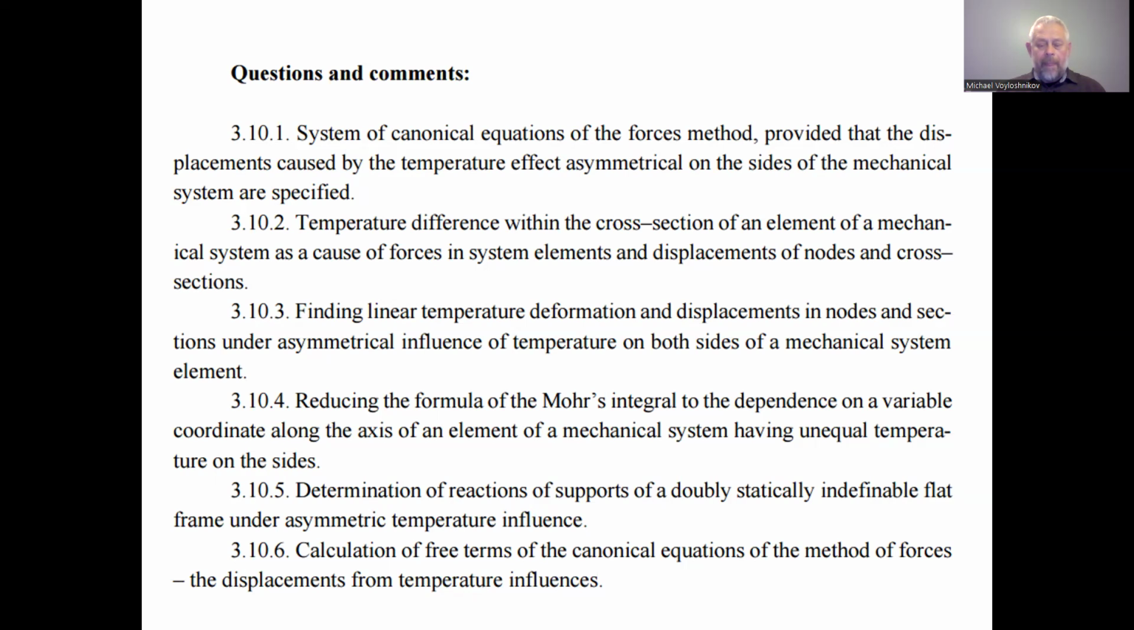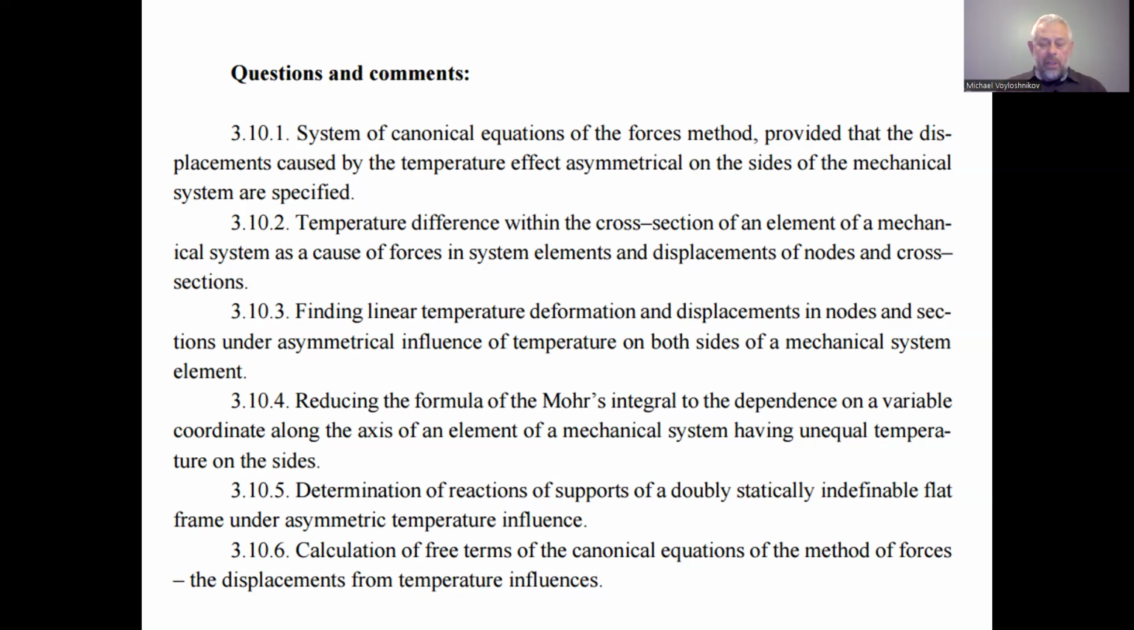And the second summand is the product of the middle temperature in the transverse section of the element of the mechanical system by the area of the diagram of the longitudinal force under the action of the unit force in the direction in which we have to find the displacement under the action of the temperature on the mechanical system.